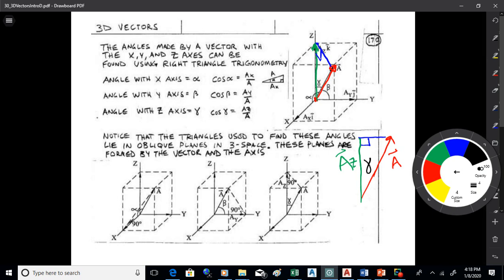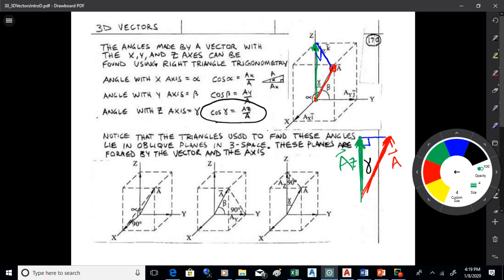The way I can find that angle is I can do an inverse cosine. Cosine of gamma will equal AZ over A. You all with me there? Because what I've got is the hypotenuse, and I've got the adjacent side. If I take the adjacent side of the angle and divide it by the hypotenuse, that's the cosine, right? So the inverse cosine of AZ over A gets me that angle. I'm going to call that gamma.